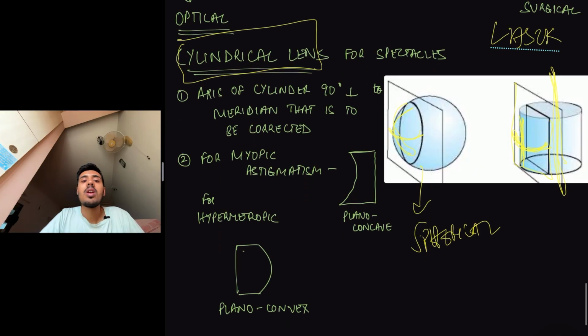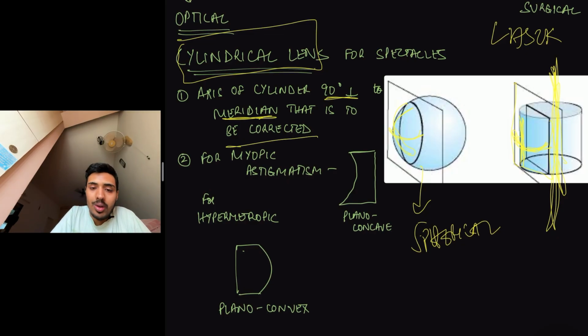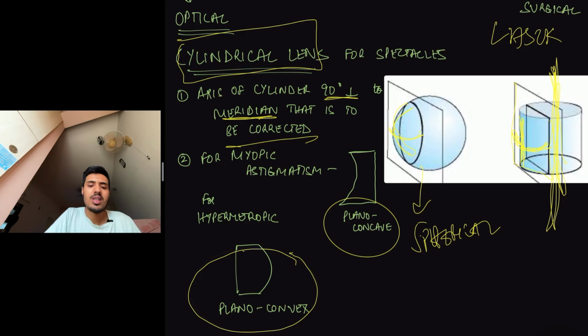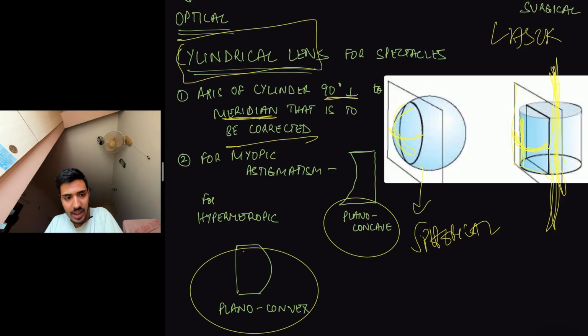Cylindrical lens also, the rule while prescribing is the axis of the cylinder. This is the axis of the cylinder. This has to be perpendicular to the meridian you want to correct. Now, how do I explain this? Now, let's say the vertical rays are coming. Okay, and the vertical rays are being focused in front of the retina. They are myopic. Horizontal rays are totally fine. For myopic astigmatism, we give plano-concave cylindrical lens. For hypermetropic astigmatism, we give plano-convex cylindrical lens. Basically, myopia meaning concave, but here it is astigmatism, so cylindrical, so plano-concave. Hypermetropia meaning convex, here it is hypermetropic astigmatism, so cylindrical, so plano-convex.